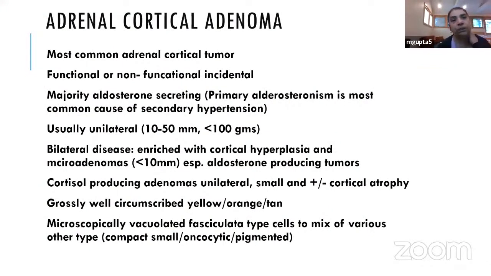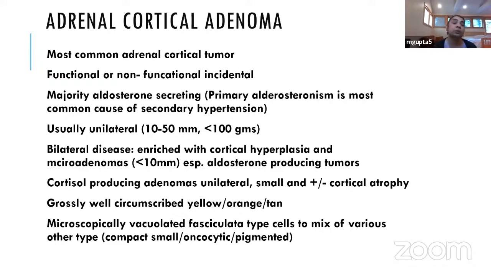What are these adrenocortical adenomas? These are just the nodular lesions, by definition, more than 10 millimeters in size. So there's an arbitrary cutoff of 1 centimeter. Lesions more than 1 centimeter, if they're single or sparse nodules, would be called adrenocortical adenomas. And most of the adrenocortical adenomas present with hyperaldosteronism, and they are usually unilateral, but if they are bilateral, then they are associated with cortical hyperplasia of the background glands and microadenomas. So microadenomas are less than 1 centimeter in size.